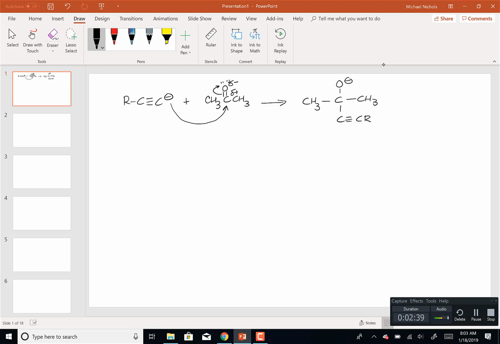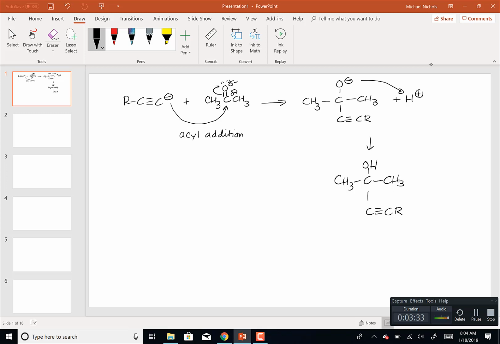Now, the O- isn't going to be the final product, because we don't make products with negative charges. We always make them neutral. So what we're going to do is add H plus to this so that the O- can be protonated to form the final alcohol product. So this is basically addition to a carbonyl group. It might be called acyl addition in your book, because that's another name for a carbonyl group.